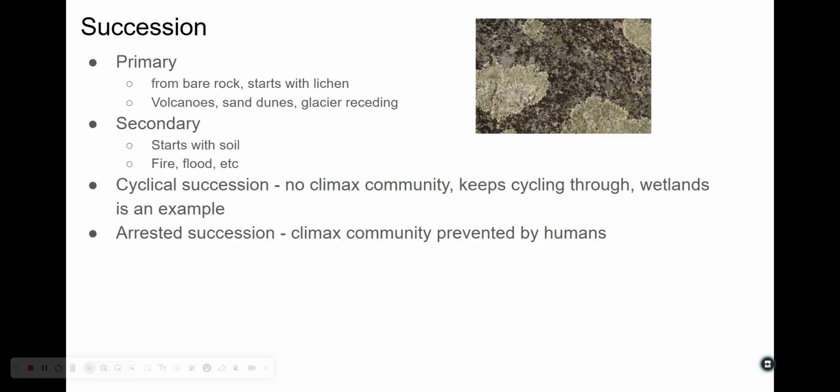They have these weird, dramatically changing seasons. And so arrested succession is another one that causes there to be no climax community. And this is where it's prevented by humans through two methods, livestock grazing and then drainage of wetlands. And that's lichen in the top corner.